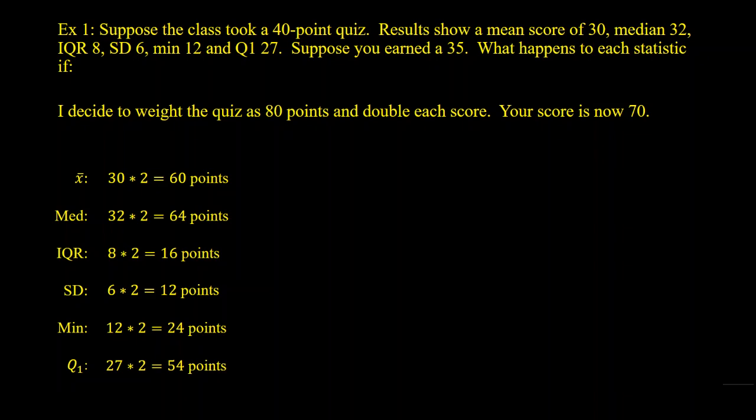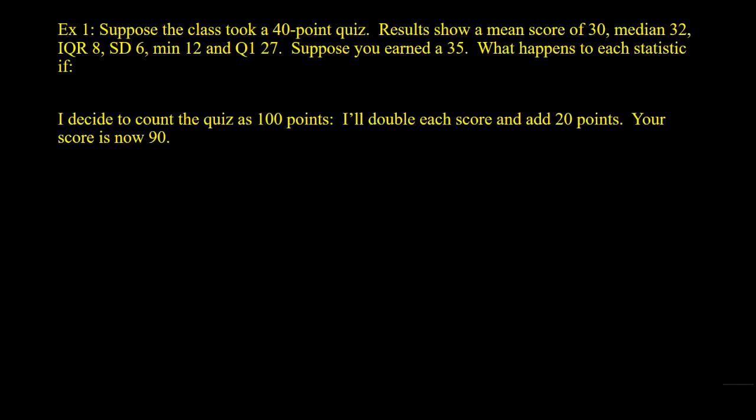So when we're scaling up, when we're stretching everything, we just multiply all the values by that constant amount. Now I decide to count the quiz as 100 points. I'll double each score and add 20 points. Your score is now 90. So we're doubling and adding.